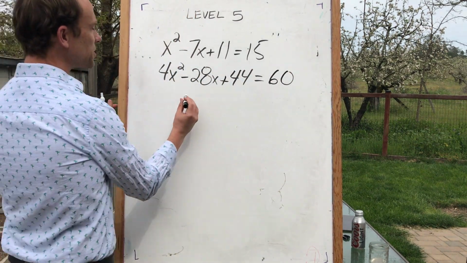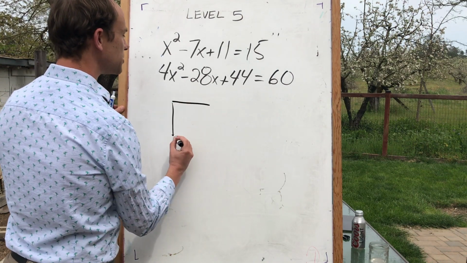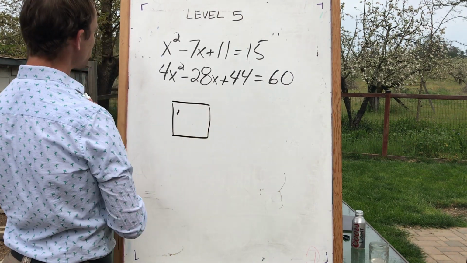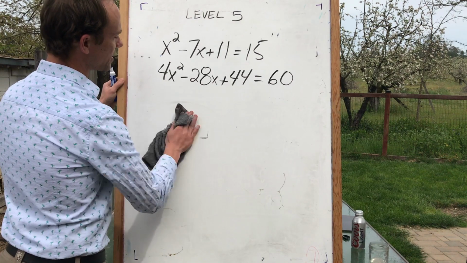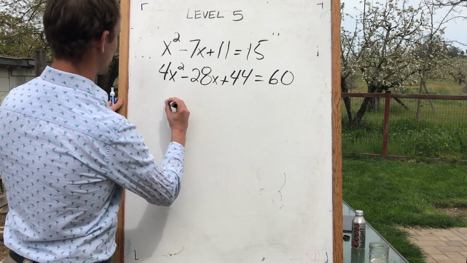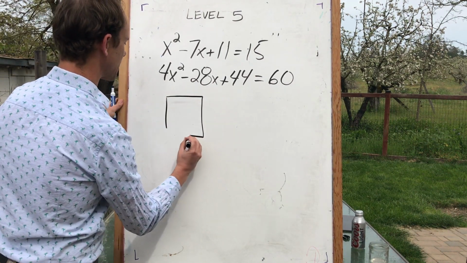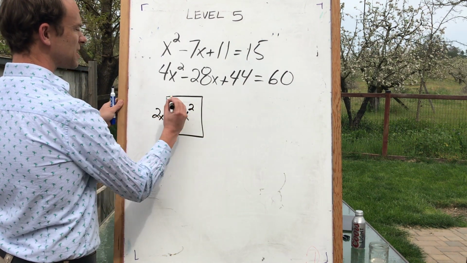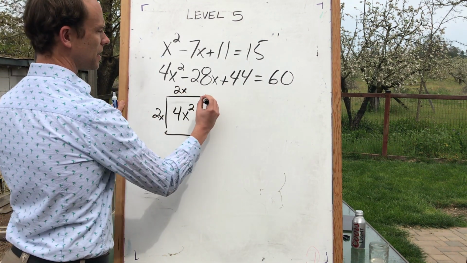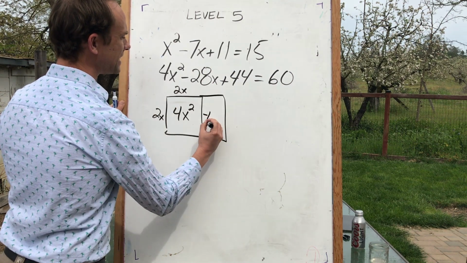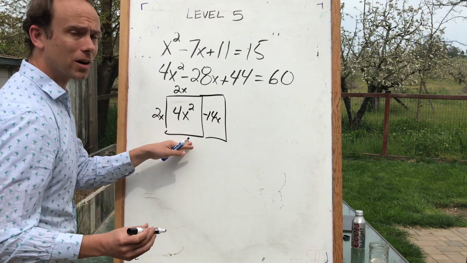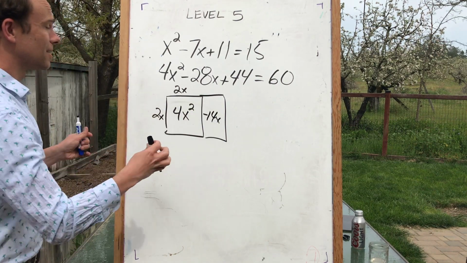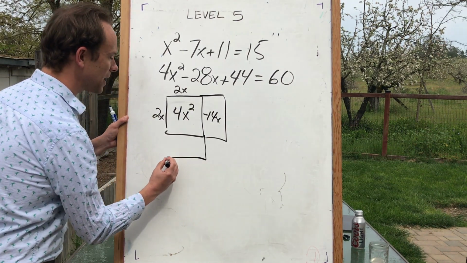All right, so let's build the square. Same thing we've been doing. No difference, except I think I'm going to hug the railing a little bit more over here. Okay. So that's 4x squared, so it's going to be 2x times 2x. And we've got minus 14 there. And what goes down there? Someone say another minus 14.